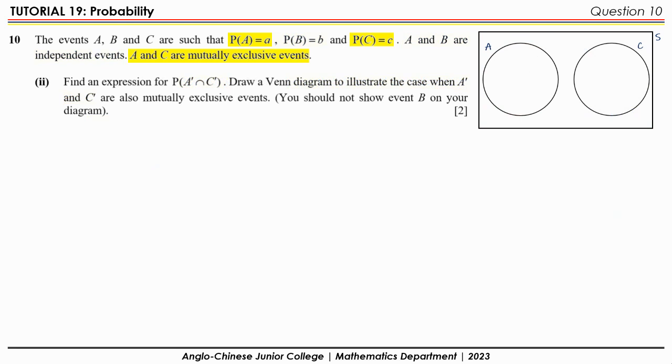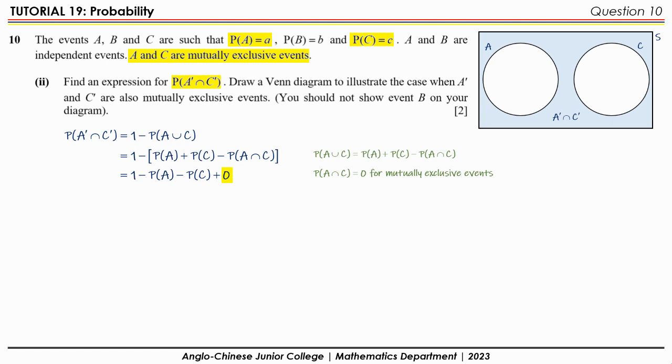In part 2, we're first looking for an expression for the probability of A' intersects C'. The start of this looks exactly like what we did for part 1, but now A and C are mutually exclusive, which means the probability of A intersects C is 0. Hence, the probability of A' intersects C' works out to be 1 minus a minus c.